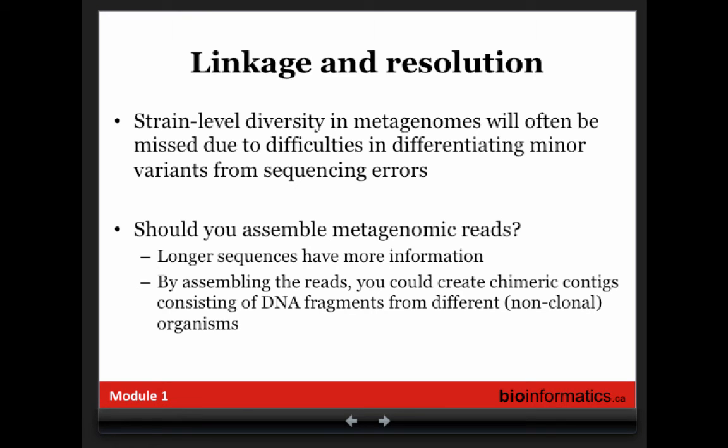So that leads to the question, should you assemble metagenomics reads, or should you just take individual reads and do your taxonomic profiling or your functional prediction? And again, this is a highly contested area, and it's a struggle between longer sequences can give you more information, but by assembling the reads, you can create chimeric content that consists of DNAs from different non-clonal organisms.